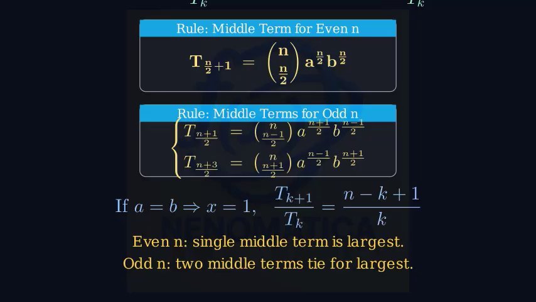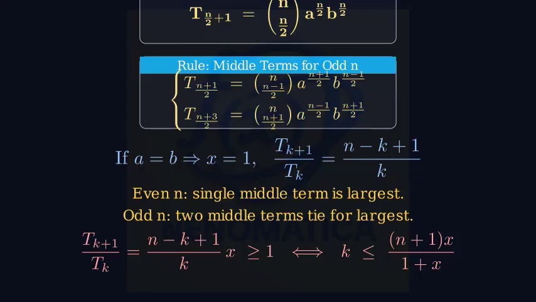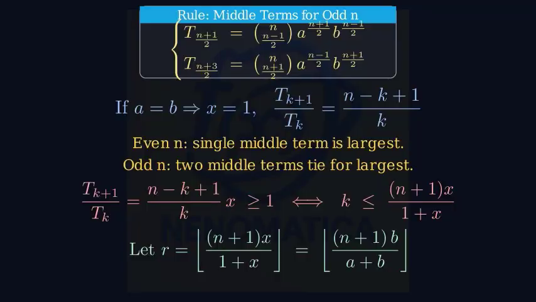Step 3. General largest term index. Starting from the ratio t sub k plus 1 over t sub k equals (n minus k plus 1 over k) times x, where x equals b over a, terms increase while that ratio is at least 1. Solving the inequality gives k less than or equal to (n plus 1) times x over 1 plus x. Therefore, the index that gives the largest term is the floor of (n plus 1) times b over a plus b.